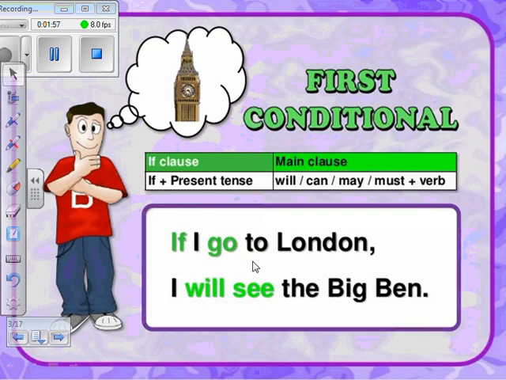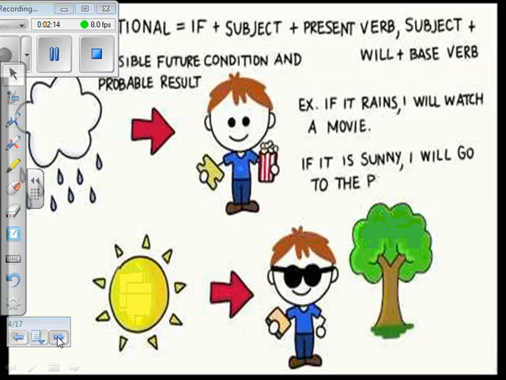If I go to London, I will see the Big Ben. So here we started with the if clause, that's why we put a comma, and we use a modal verb like will, can, may, must, plus the main verb. Look here. If it rains, I will watch a movie. If it is sunny, I will go to the beach.